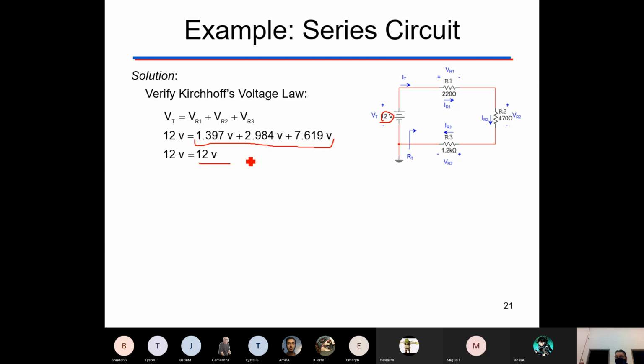Is everybody good? Okay, that's what you would do to solve or design a series circuit in class. This is what you're going to be doing in the lab, and then, of course, in the test, when we have a test. The test won't be for probably 2 weeks.